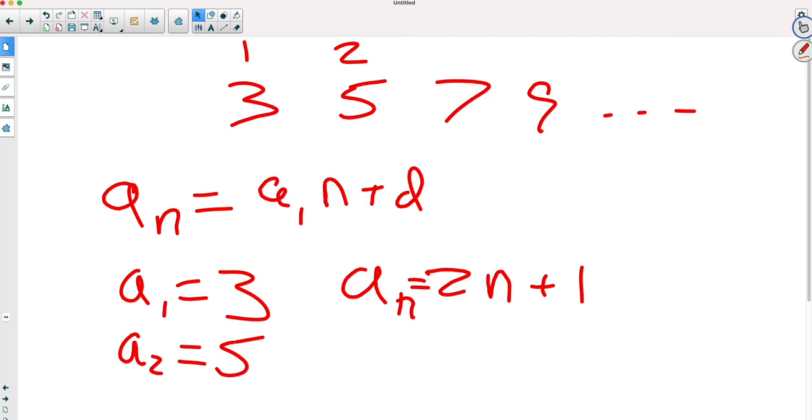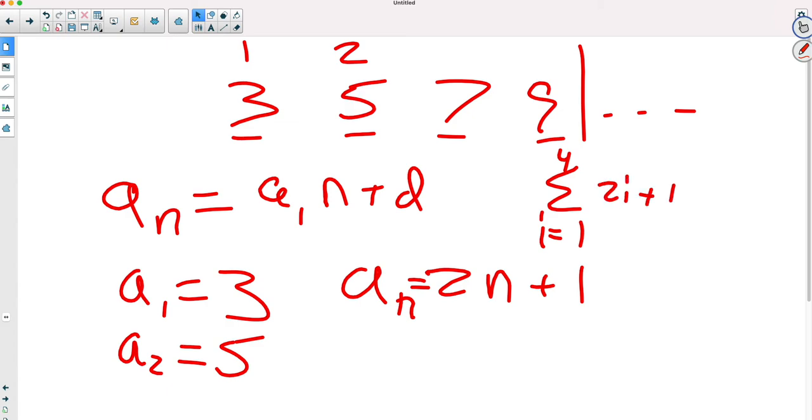Another thing we did is if I just wanted 4 of these, you could make a sum. I equals 1, I have 4 terms. The 4 would go there, and then you just put this formula in: 2i plus 1, if I wanted to add all these up. Okay?